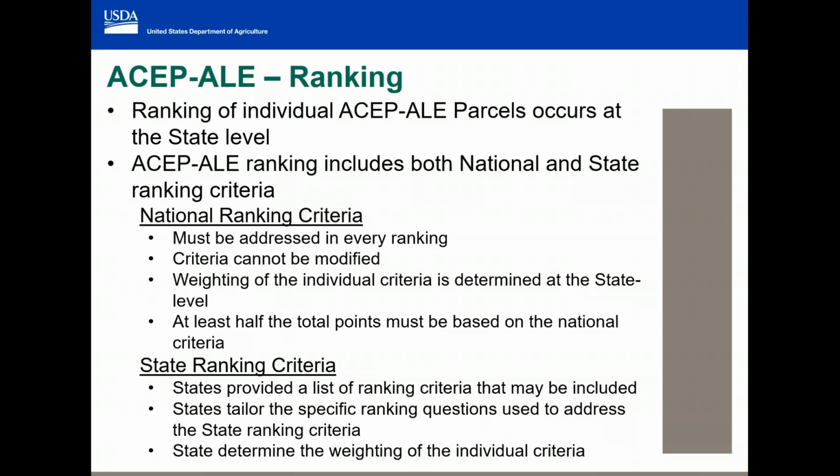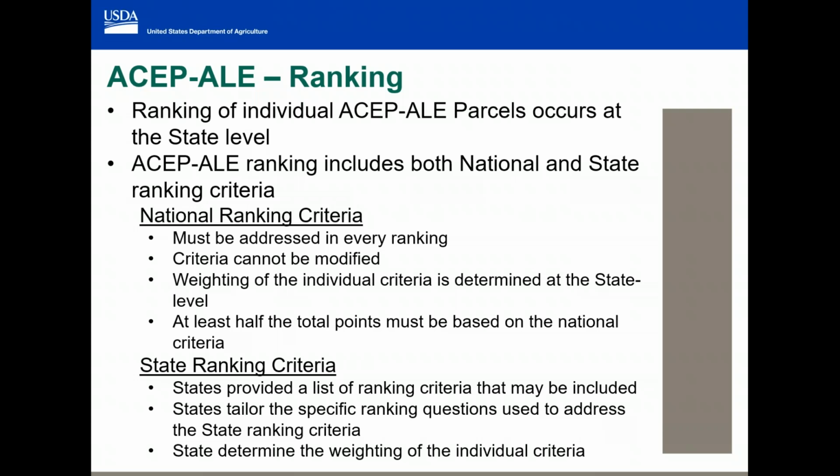So the way the ALE ranking works is there are both national and state ranking criteria, and those are identified in the ACEP Interim Rule. So the national ranking criteria that are provided must be addressed in all of the rankings, and the criteria themselves cannot be modified. However, the states, in developing their ranking factors, can, for some of those criteria, modify how the question itself is posed. So the specific ranking question that gets asked to address the ranking criteria is specified at the state level, as is the weighting of those individual criteria.